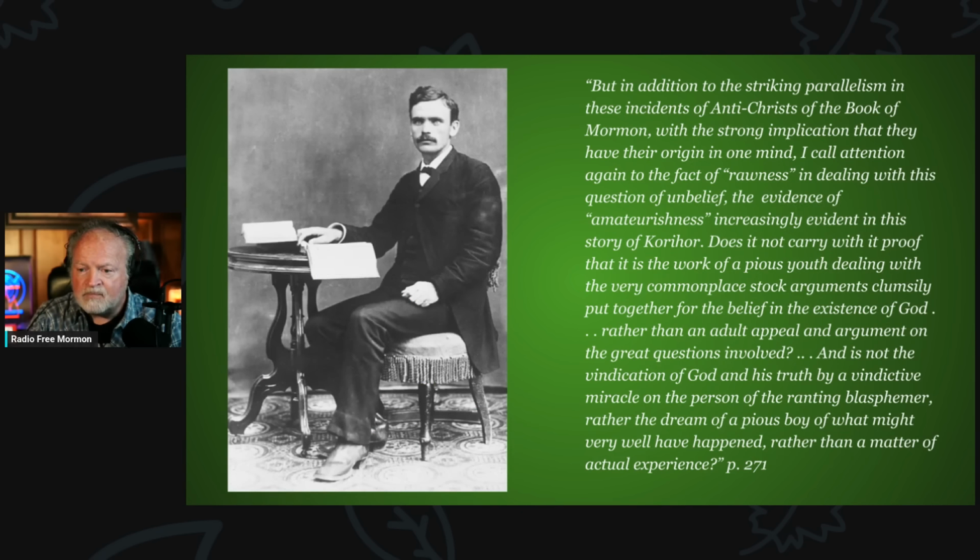He goes on. But in addition to the striking parallelism in these incidents of antichrists of the Book of Mormon, so what he's talking about is there's three antichrists in the Book of Mormon. There's Sherem in Jacob 7, there's Nehor in Alma 1, and there's Korihor in Alma 30. I think that's how they line up. And he's already mentioned that all of these guys are kind of the same. The striking parallelism, that's what he means. It's the same story told over again 3 times.